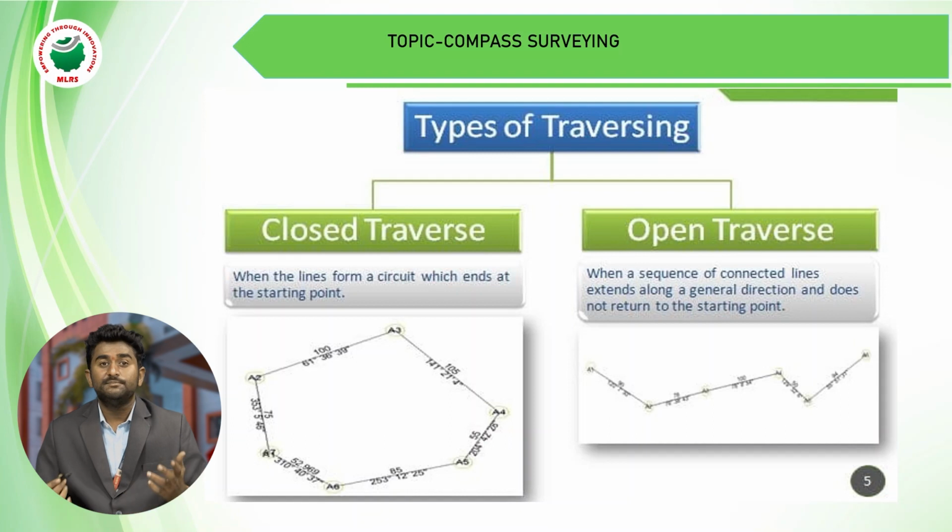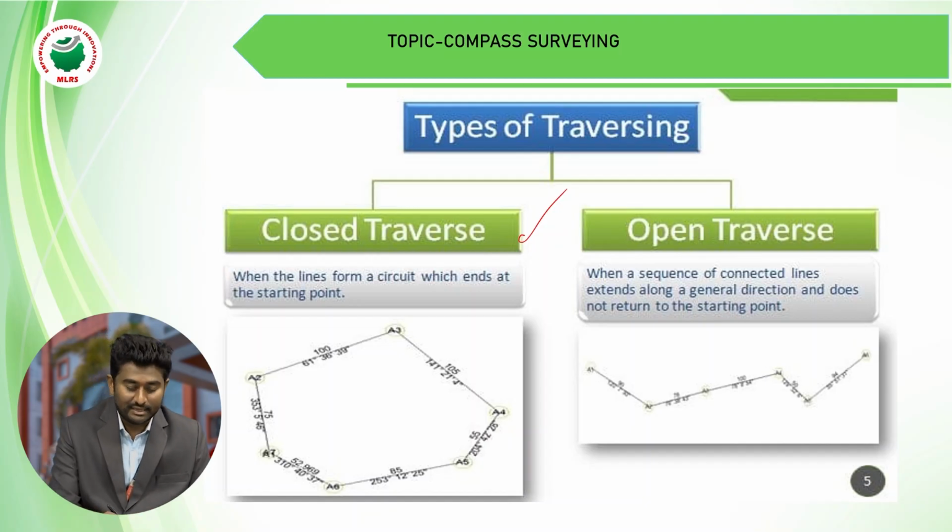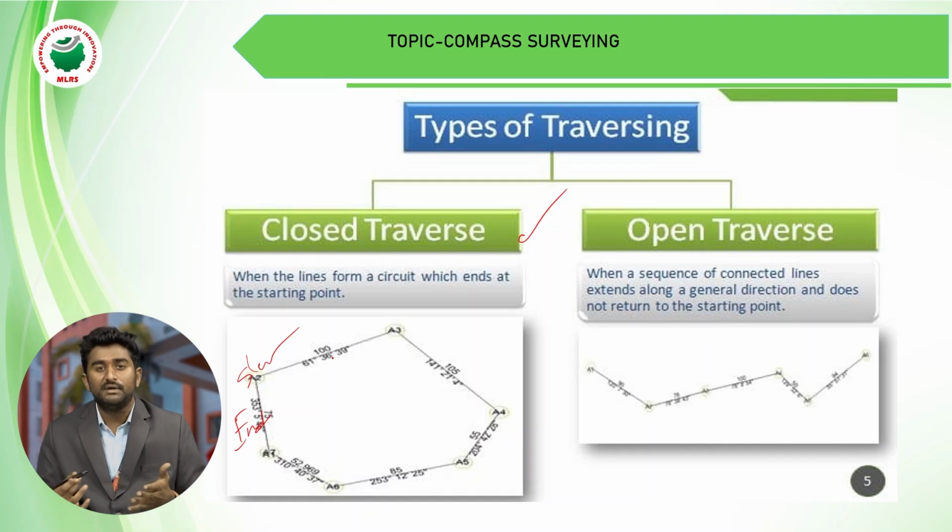Next, what are the types of traversing? These are the two types of traversing. First one, closed traverse and open traverse. In a closed traverse, the starting point of the survey line coincides with the ending point of the survey line. That type of traverse is known as a closed traverse. Next, coming to the open traverse. The starting point of the survey line does not coincide with the ending point of the survey line. That type of traverse is known as an open traverse.